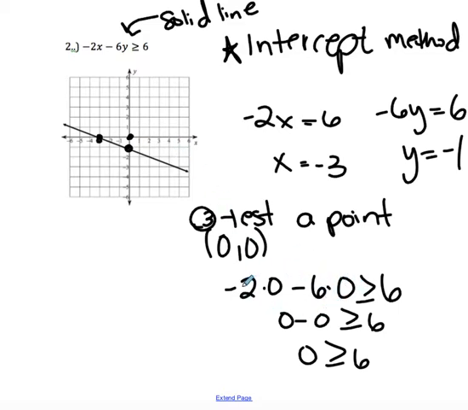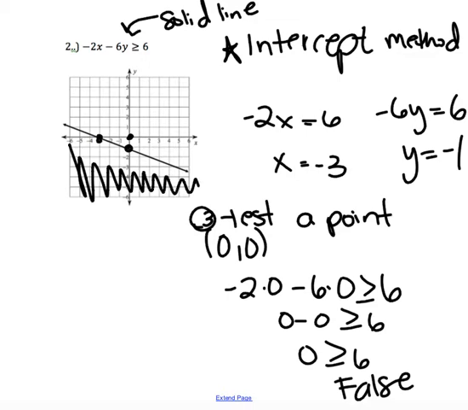You honestly don't even need to show me this work when you're graphing these lines. For the mere fact this is our first example, I'm sharing that with you. So you ask yourself, if I plug in 0, 0, is this true? Is 0 greater than or equal to 6? No, that is false. All right? And because 0, 0 is false, that means that all of the other points on this side are true. And that is how we would complete the 3 steps for example number 2.